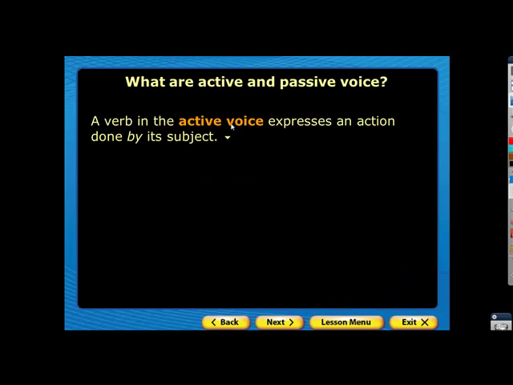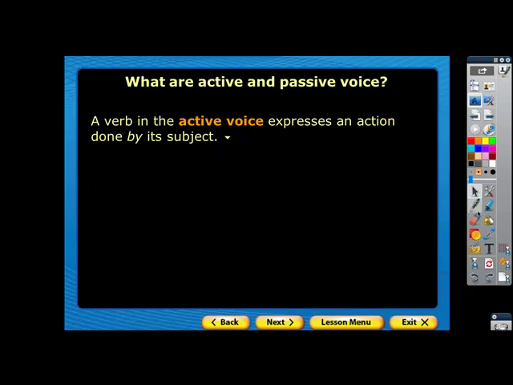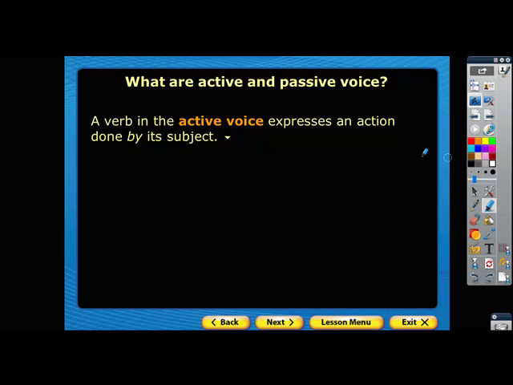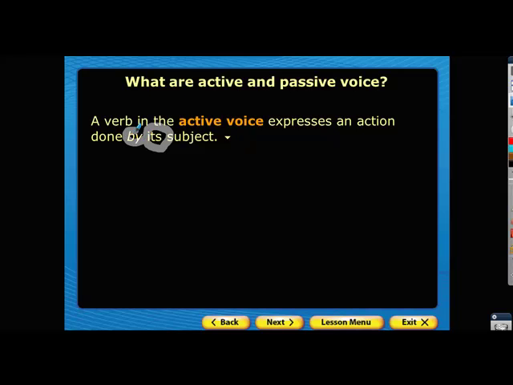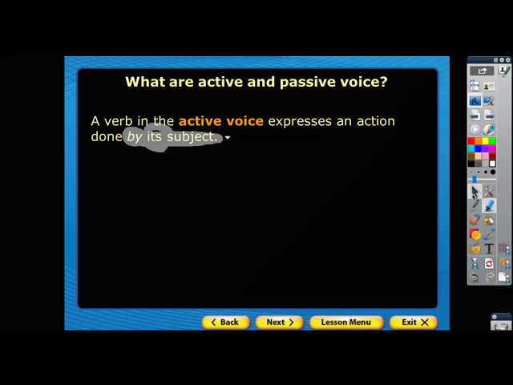A verb in the active voice expresses an action done by its subject. And I need you here to focus on the word by. Okay? Now, let's move forward.